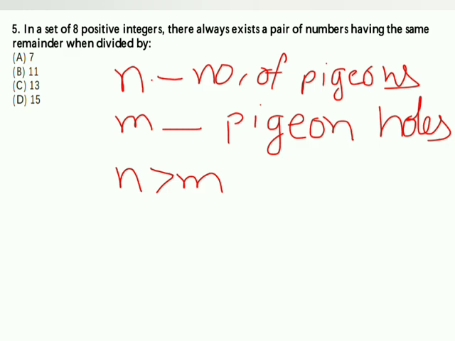Okay, so this given question is also following the same rule, so we can solve this by the same rule. In a set of 8 positive integers, there always exists a pair of numbers having the same remainder when divided by the following numbers. So using the pigeonhole principle, in a set of 8 integers, in the worst case, 7 will have at least one pair with the same remainder.